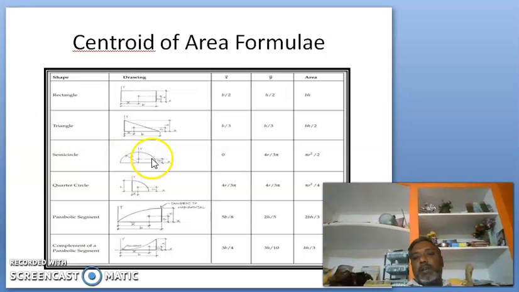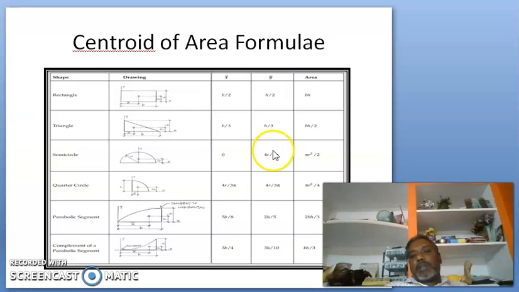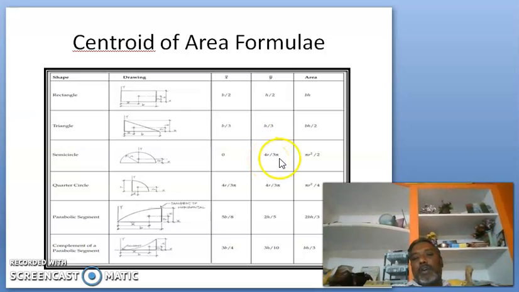For a semicircle, x bar is 0 where it is considered from this y-axis. So it is at the center, whereas the height at which y bar is located is 4r by 3 pi, and the area we know is pi r square by 2. For a quarter circle, both x bar and y bar are given by 4r by 3 pi and the area is pi r square by 4.